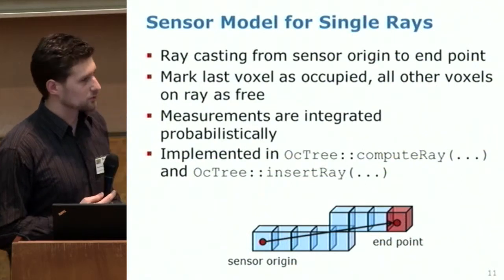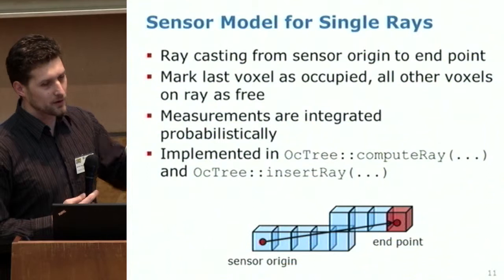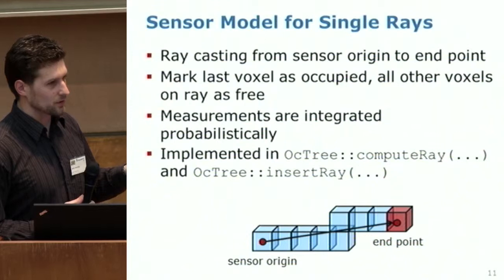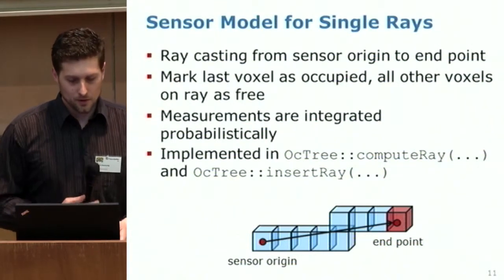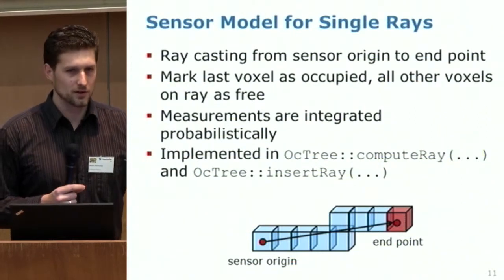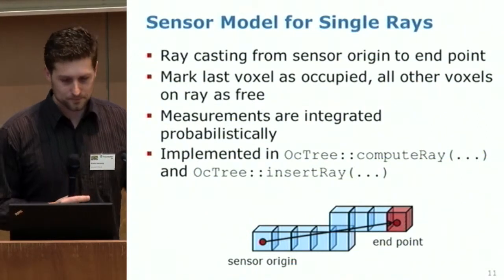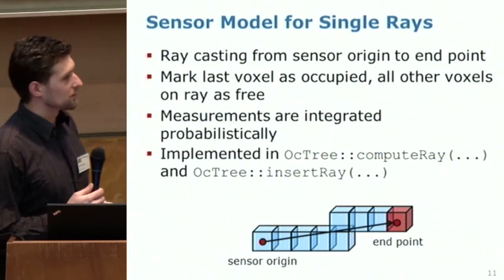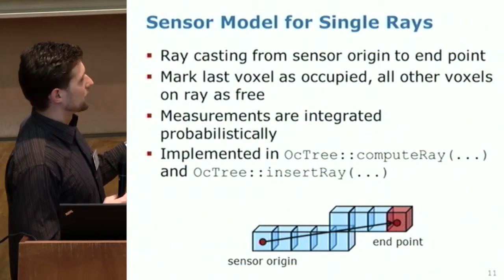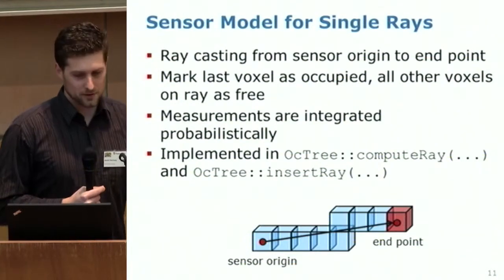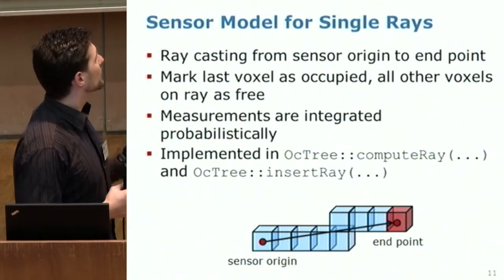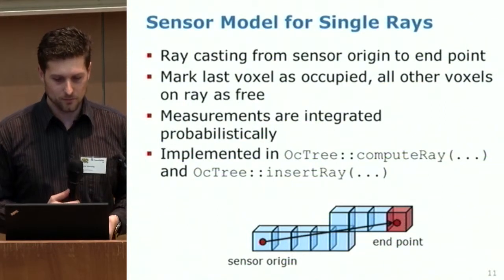And we're marking the last voxel to be occupied, so we are increasing the probability, and we're marking all other voxels on the ray to be free, so we're decreasing the probabilities or the log odds. This is implemented in the compute ray function, or in the insert ray function if you want to actually insert a single ray measurement into the Octree. And now, if you don't need all this reasoning about free space between the robot and the endpoint, then you can just update the endpoint, and all your Octree updates will be faster immediately. So this is one of the bottlenecks to keep in mind for map updates.